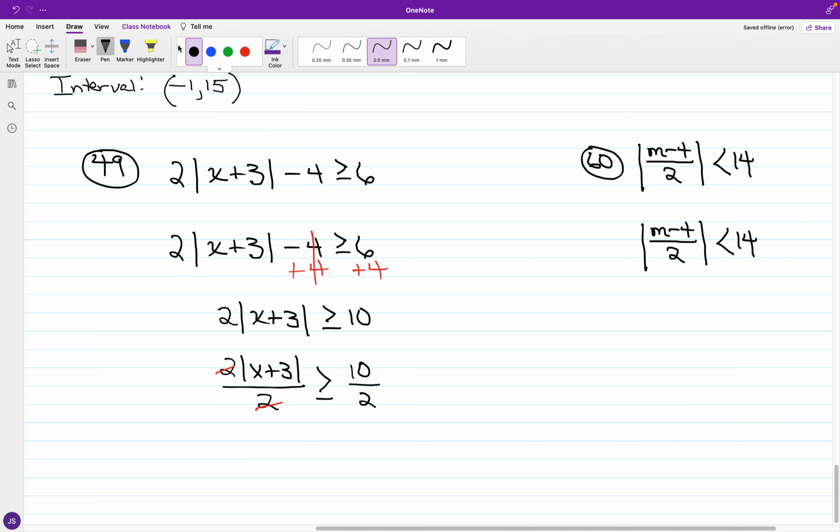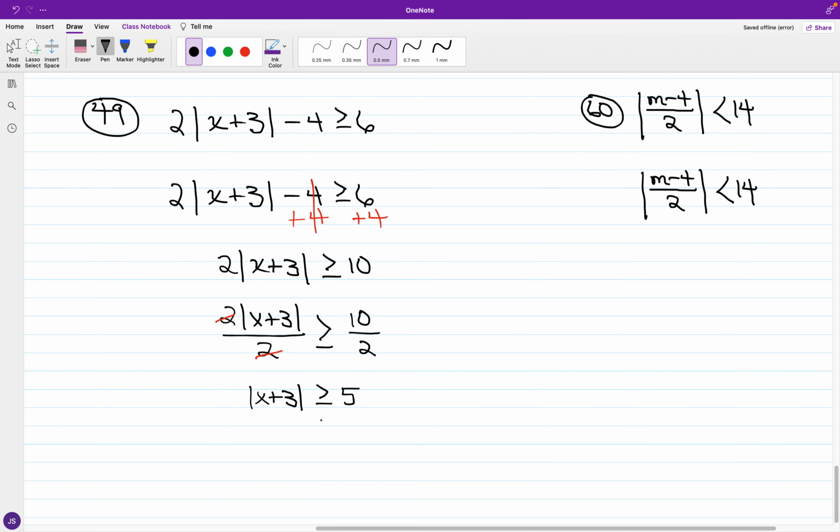And so now we have the absolute value of x plus 3 by itself, and the absolute value of x plus 3 is going to be greater than or equal to 5. And so if your absolute value term is greater than or equal to k, again, you'll have less than negative k, greater than k statements that will be established.